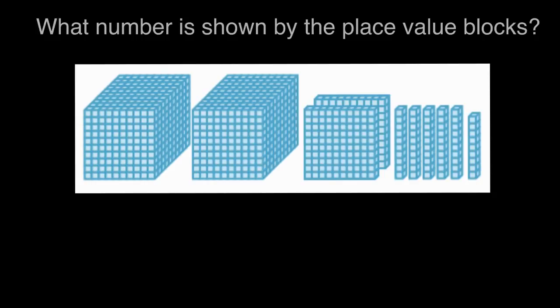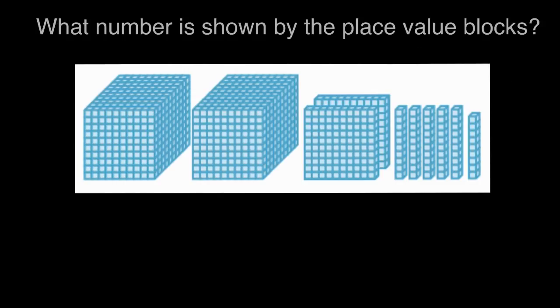What number is shown by the place value blocks? So here we have several sets of place value blocks, some with many blocks and some with just single blocks stacked on top of each other. And we want to know what number is represented by all of the blocks combined.